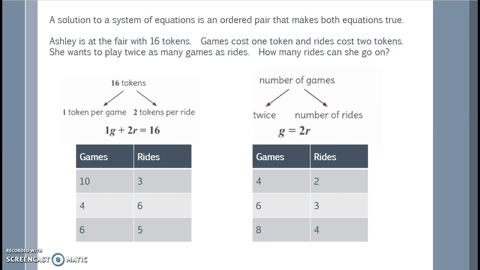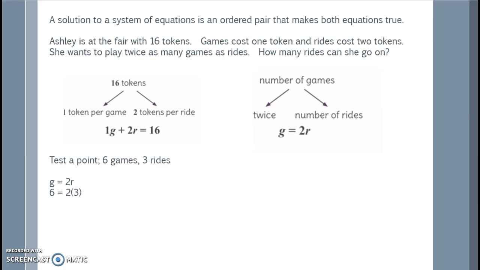Let's grab one of these and use it as our test point to see if it can satisfy both conditions. So let's try 6 games and 3 rides. So 2 times 3 gives us 6, so it satisfies the number of games that she wants to play. Does it satisfy the number of tokens? So 1 times 6 plus 2 times 3 does not equal 16, since 6 plus 6 is not 16. So let's try a different test point.